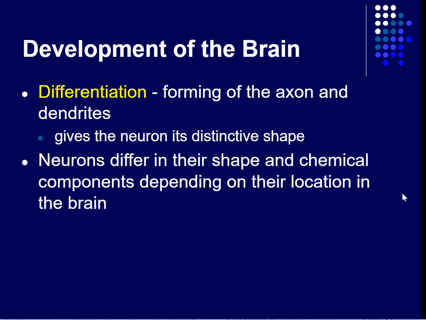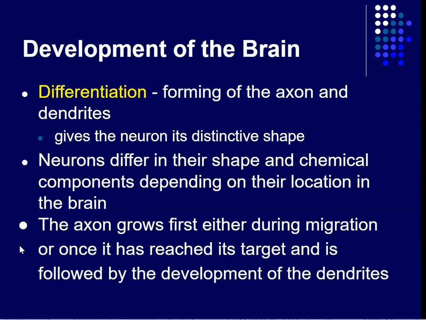Neurons differ, sometimes wildly, in their shape and their chemical components. And that's largely a function of where they're located in the brain. Especially early in development, the neurons are induced to become particular kinds of neurons by their neighbors, specifically by the proteins produced by their neighbors.